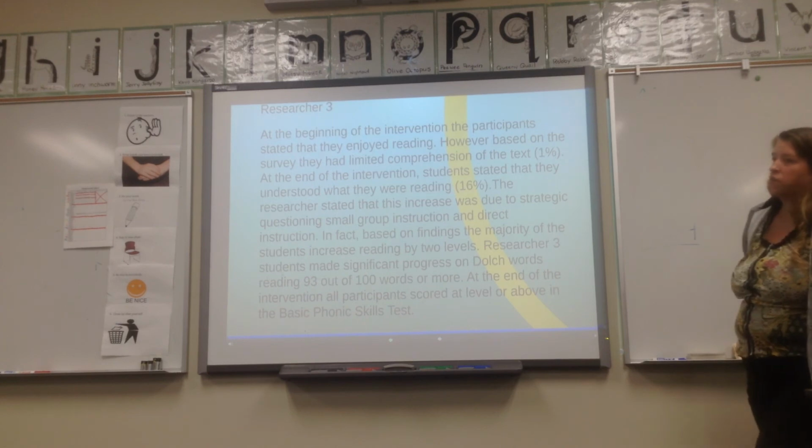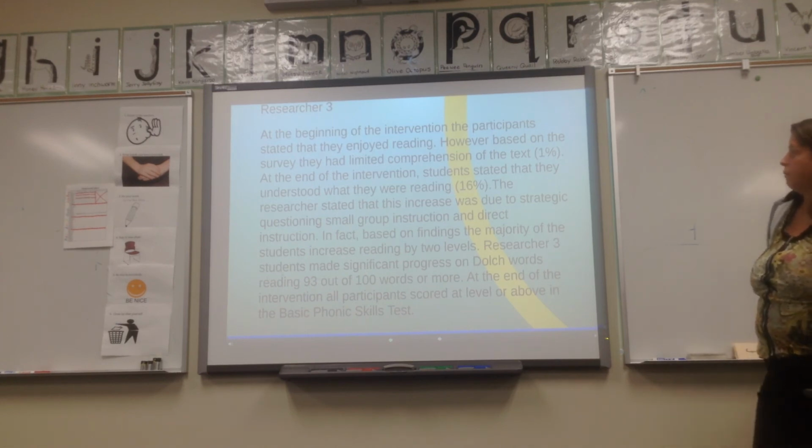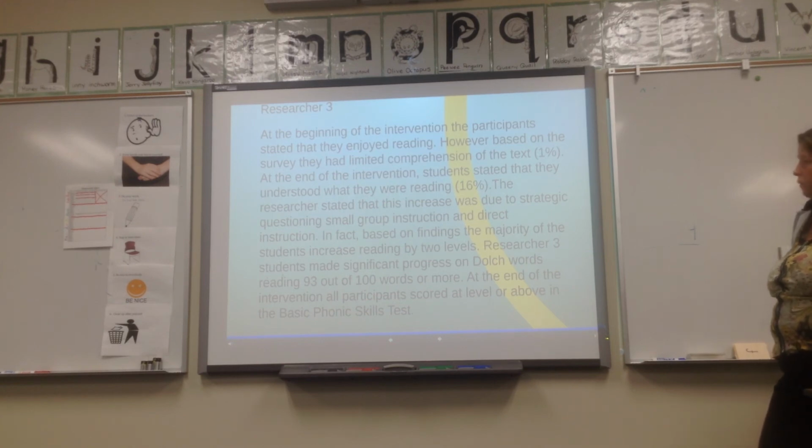So she would ask, what do we know about this? Prior knowledge, inferencing, those types of questions, summarizing. Based on the facts, the majority of the students increased reading by 2 levels. And the researcher made progress on the Dolch words. By the end, the students could read no less than 93 words out of 100, and they all scored at level or above in the phonics test.